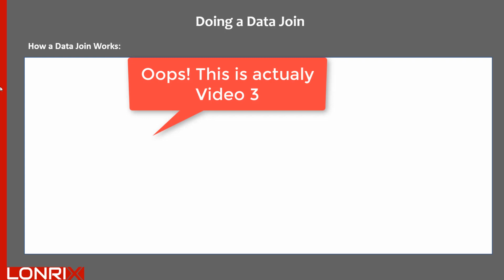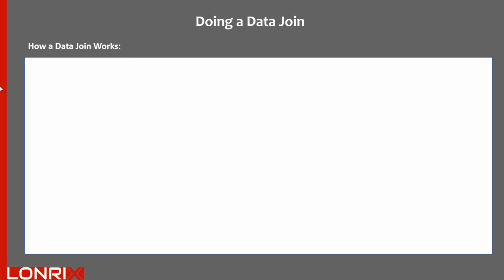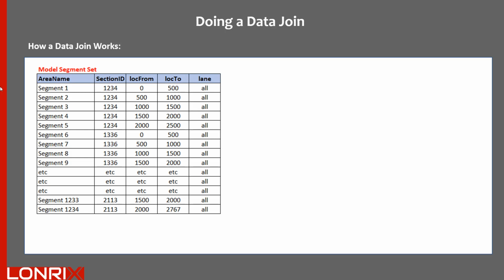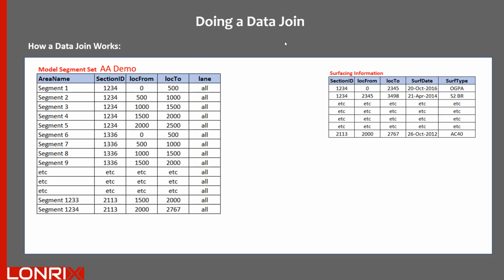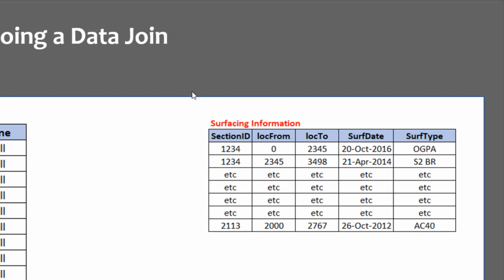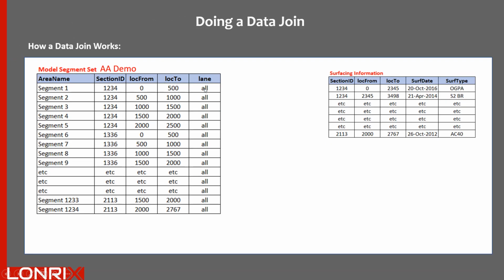If you imagine this white space is your Juno Viewer cloud database, then in the last step, what we did is to create in your cloud database, in the Forward Works program table, a new model segment set, which we called AA demo. And we pointed out that there's no information apart from the location data yet associated with this AA demo set. So in the data join, what we want to do is to take data from available condition or asset information tables, such as surfacing information, and we want to take certain columns, for example, the surface date, and use that to provide initial data information in this segment set.